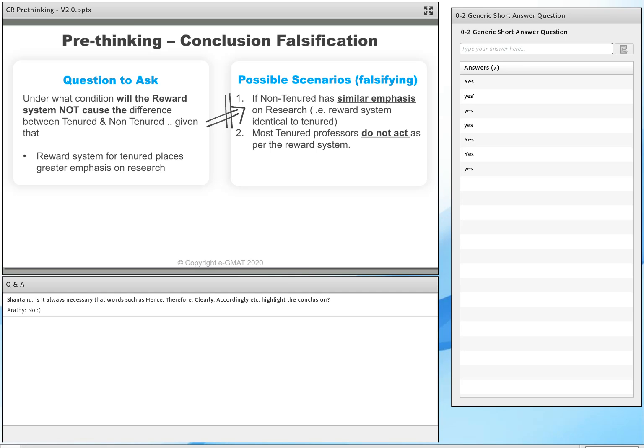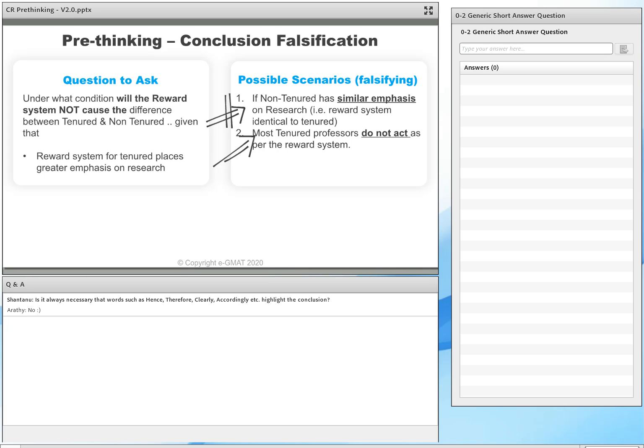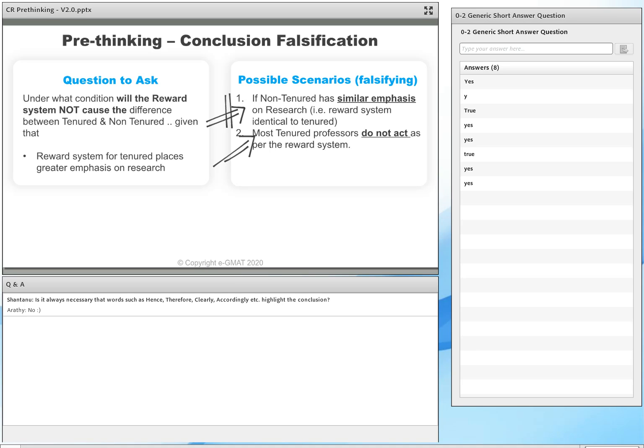Okay. If, let's say, you ask tenured faculty and they say, we don't act as per the reward system, it doesn't matter to us. If a majority of that tenured faculty doesn't act as per the reward system, then also you can't blame the reward system, right? They may have a reward system, but if their actions are not governed by it. In both these scenarios, what happens to my conclusion? It breaks down. It is destroyed. Right? So if these are the scenarios in which my conclusion breaks down, this is where my roof is caving in.